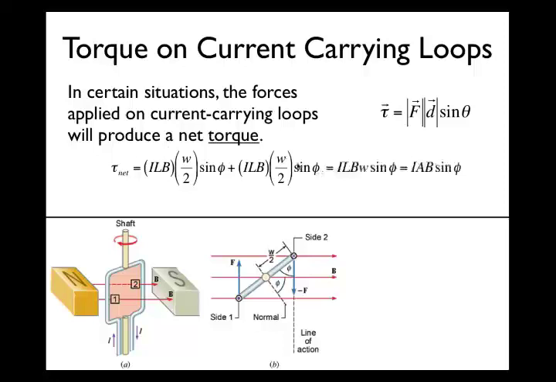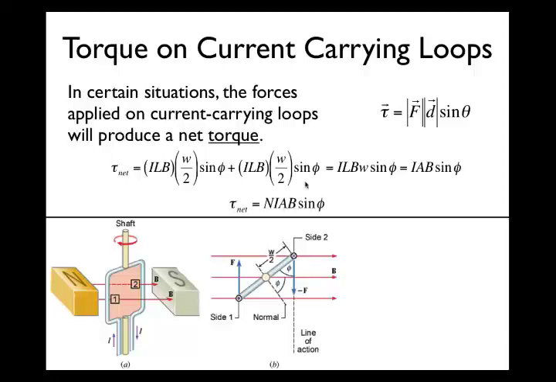So if you put all those together, you get ILBW sine of phi, and let's see, length times width, if this loop is W wide and L tall, length times width is actually the area of the loop. So you can calculate how much torque you should get on a current carrying loop if you know how much current's flowing through that loop, how much area that loop contains, how strong the magnetic field is, and what the angle is between the loop and the direction of the magnetic field.